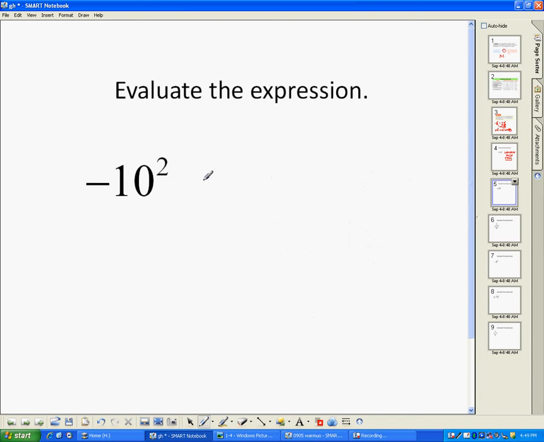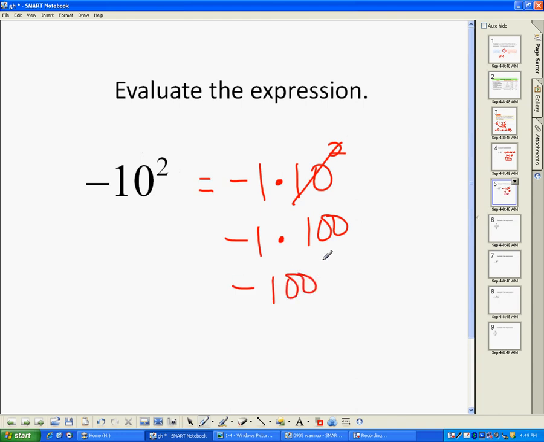Negative 10 squared. This is like saying negative 1 times 10 squared, because that negative is not in the parentheses, so the base is not negative 10. So 10 squared is equal to 100. Negative 1 times 100 is negative 100.